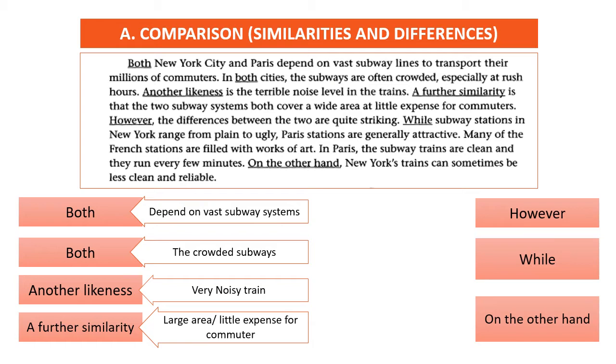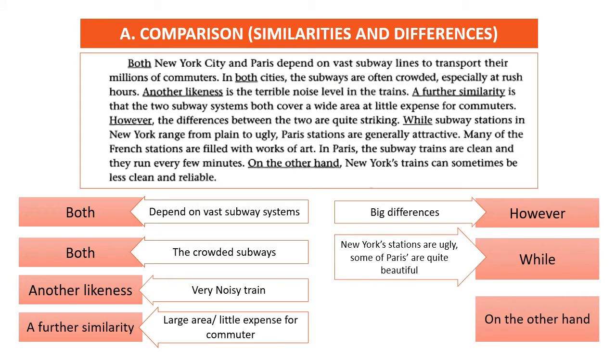On the other hand, here we have however. So here, however, is a signal word that shows you the shifting pattern from the similarity to the difference. This signal word, however, refers to the difference between the two cities. So the first signal word, however, here I repeat, refers to the big difference between New York City and Paris. What about while? Okay, so for while, the next difference is that the New York stations are ugly and some of the Paris stations are quite beautiful.